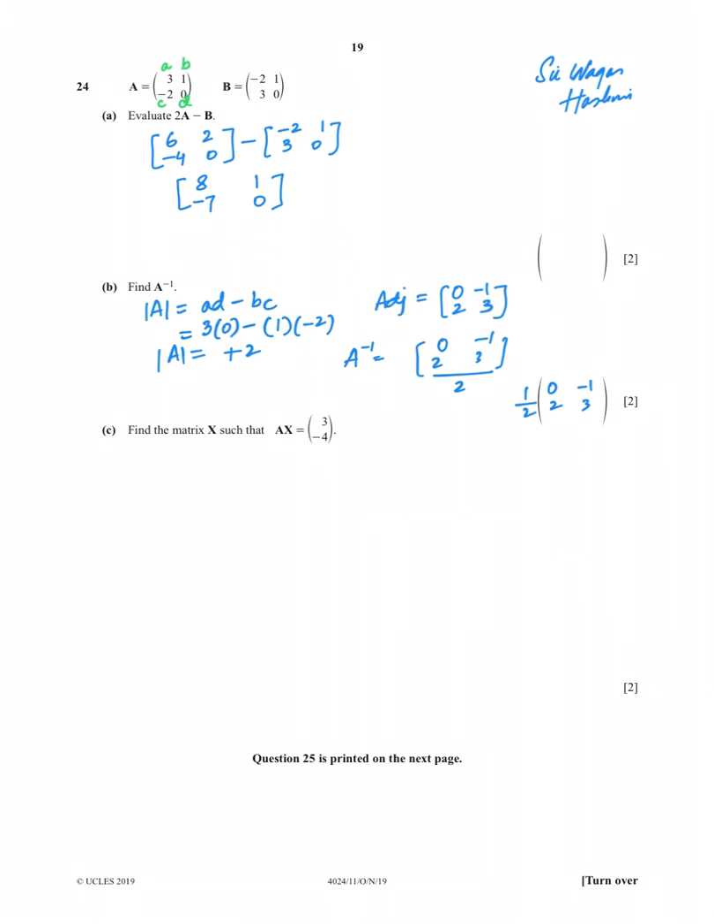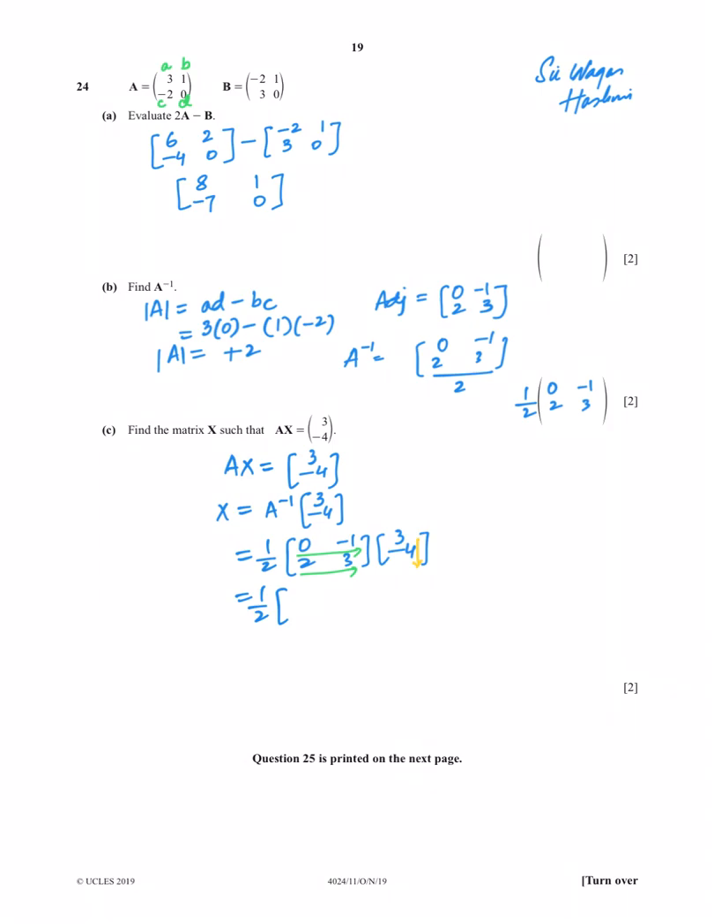Find the matrix X such that AX is equal to 3, minus 4. So if you need to find the value of X, it will be A inverse times 3 and negative 4. A inverse we had found, it's 1 upon 2, 0, 2, minus 1, 3 times 3 and minus 4. Now we need to multiply the matrices here. So for multiplication, I draw the arrow method.